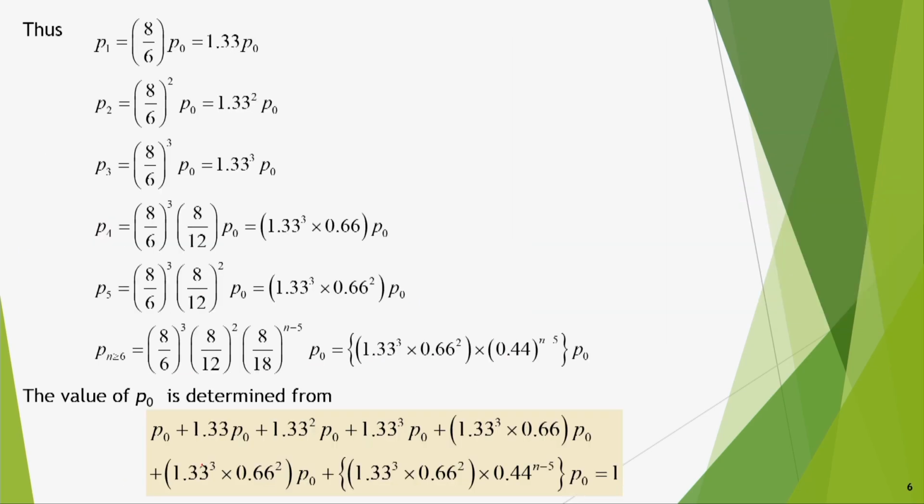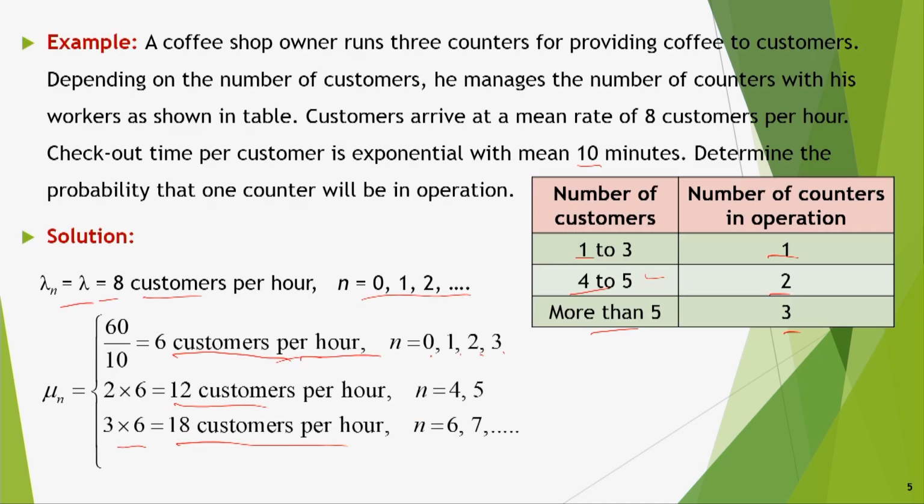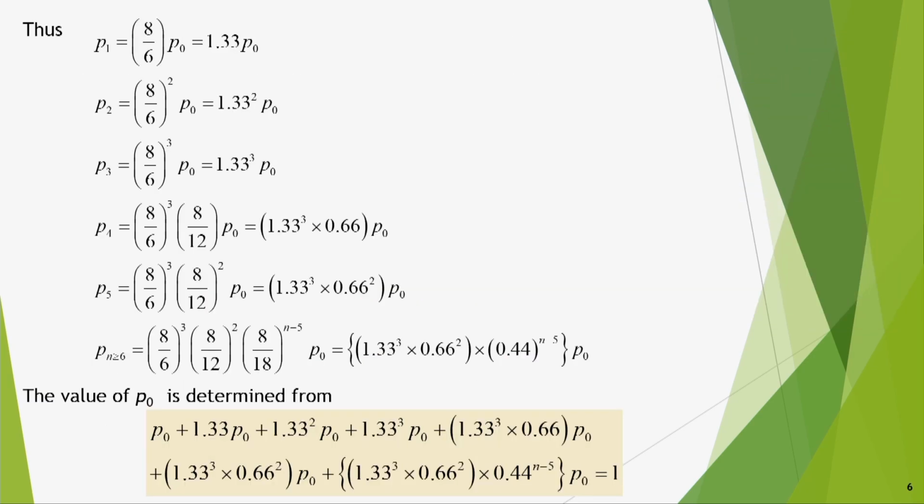Now how do you find out that probability? Determine the probability that one counter will be in operation. We have to find that out, so we have to do the procedure. First, there is a formula from the generalized queuing model. You can see that P1 is equal to lambda by mu, so this is actually 8 by 6 into P0, that means 1.33. And for 2 customers in the system, it is 8 by 6 square P0, like that. Then 3 customers in the system.